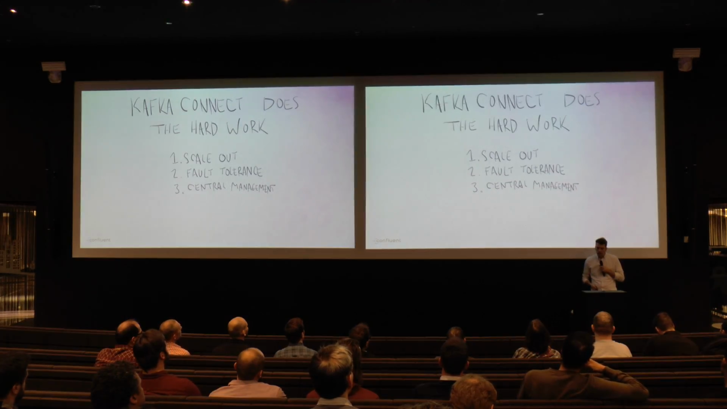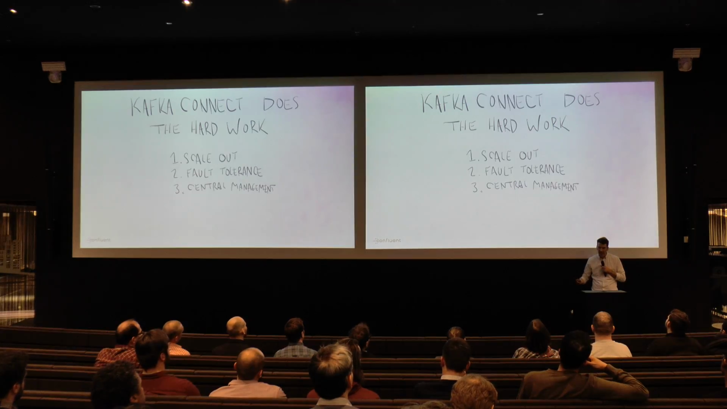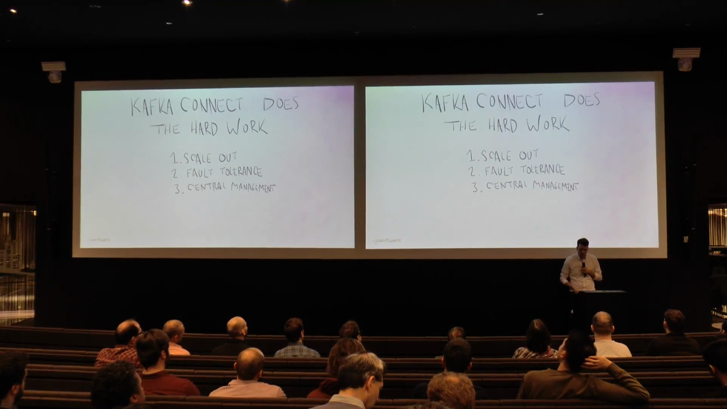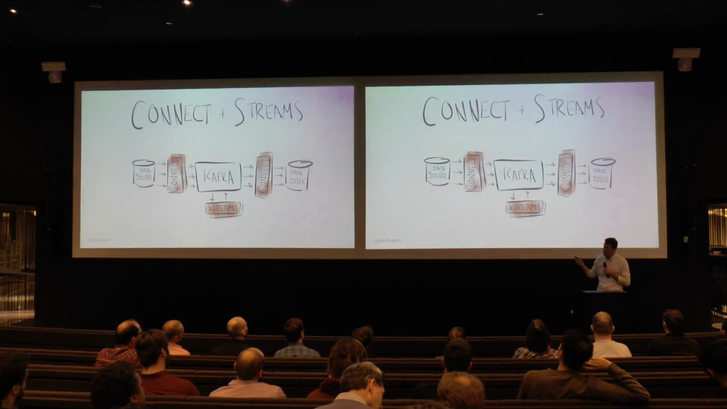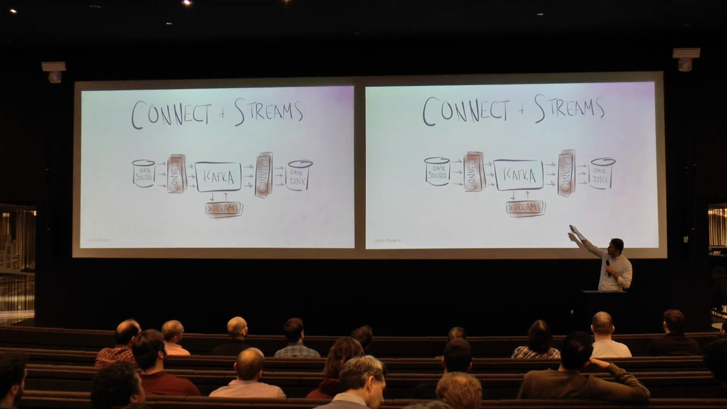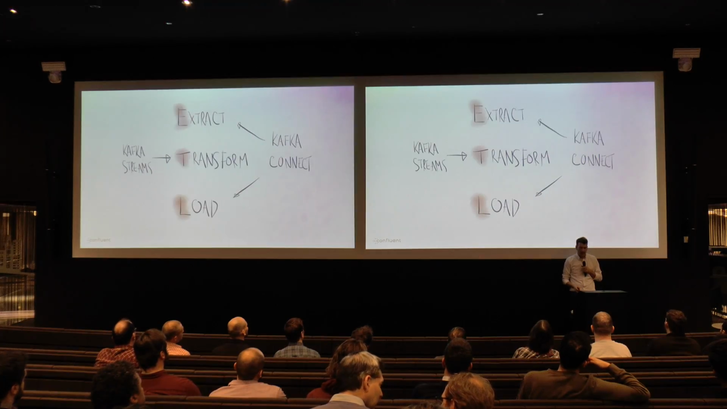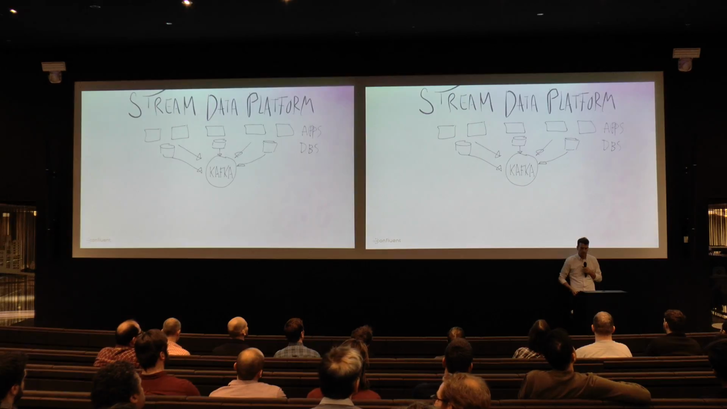And like Streams, Connect tries to do the hard work for you, so it tries to make it possible to scale out these connectors, to manage them centrally, capturing schema information, making them fault tolerant. And they absolutely work together in a picture kind of like this, where you can have some Streams app which is doing transformation on data that comes out of this. I talked a little bit about how that's like streaming ETL, although often in a real-time manner and often in a more operational context, not just feeding a data warehouse.